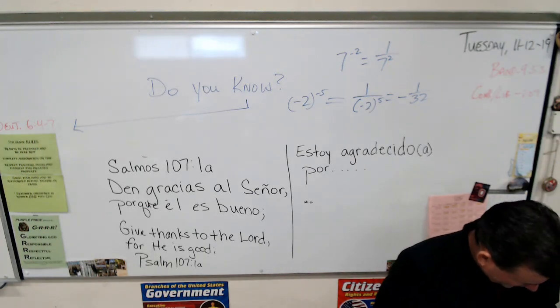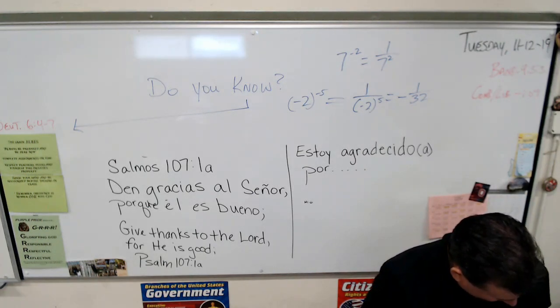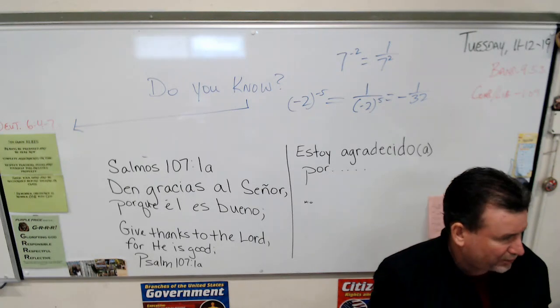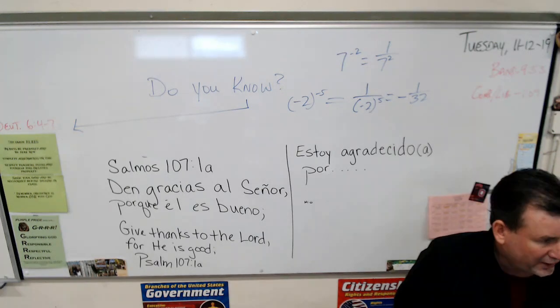Number 3, 6 times 6 to the negative 3. This is what that's going to look like.